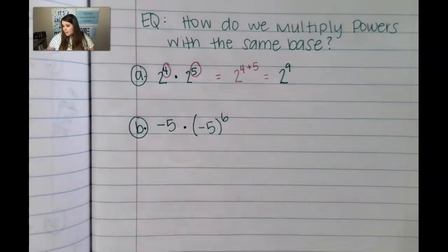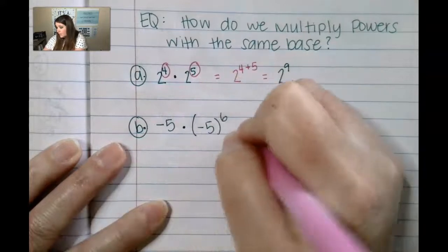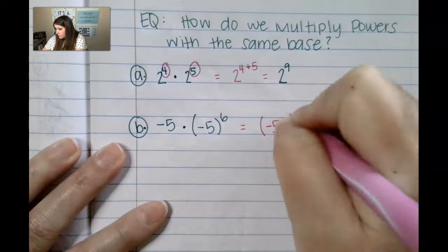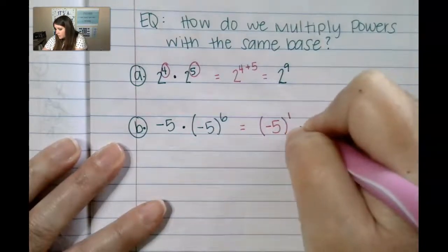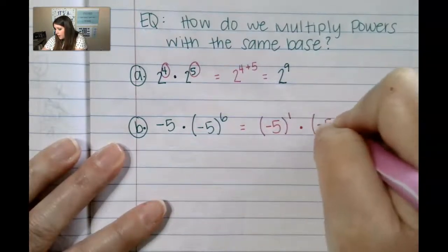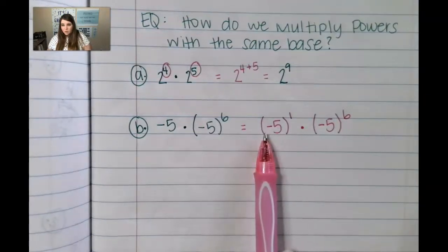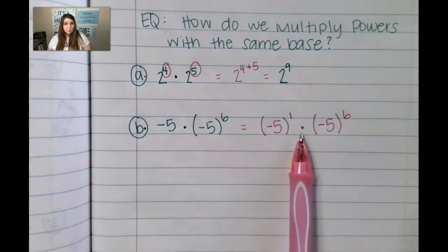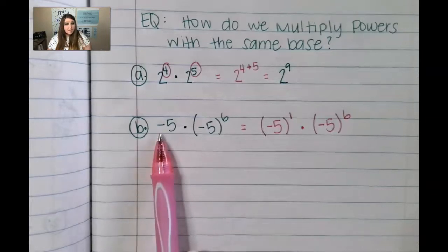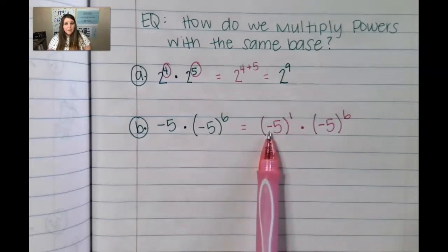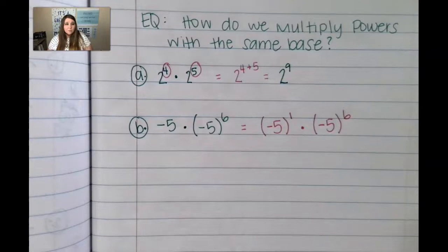So you can take this negative 5 and rewrite it as negative 5 to the 1st power times negative 5 to the 6th power. Now what you have is the same base being multiplied. But the reason why originally it didn't have any parentheses is because it's redundant. It is one negative 5. So we didn't need to have the exponent there.